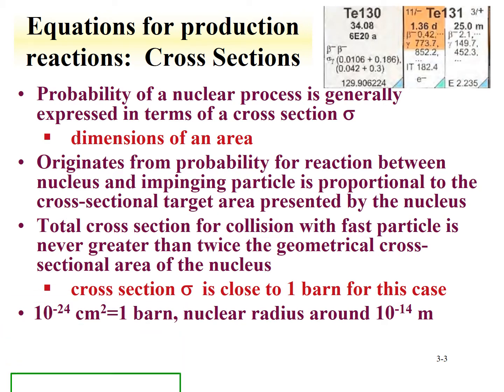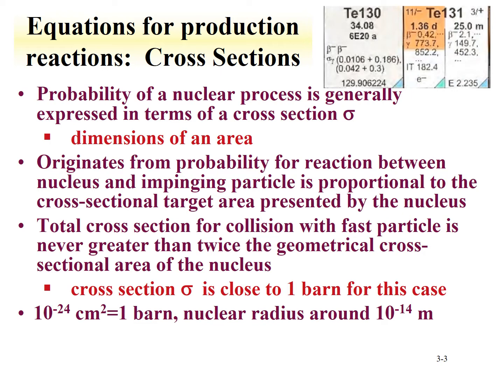Now, this value originates from the probability of a reaction between a nucleus and a particle, and is proportional to the cross-section of the area presented by the nucleus. This isn't completely true. For instance, with a charged particle, you have a Coulomb barrier to overcome. With slow neutrons, you have resonances that are based upon some quantum mechanical properties. But basically, a general trend would be that the reaction cross-section is fundamentally proportional to the area that the particle can see from the nucleus. And this is really true.